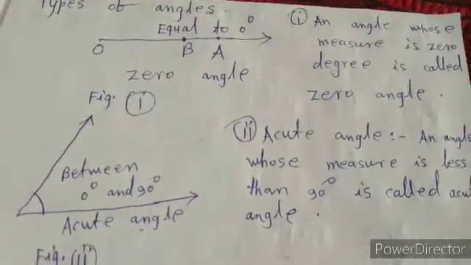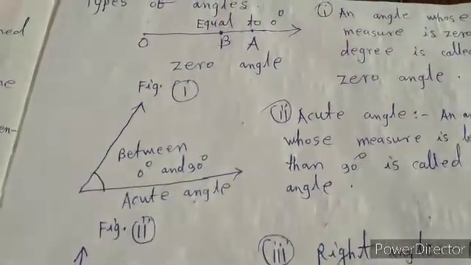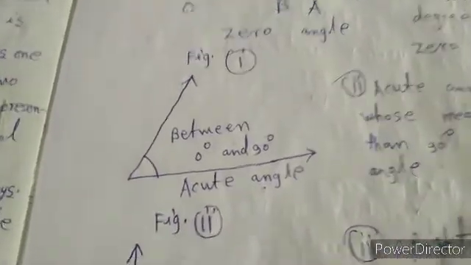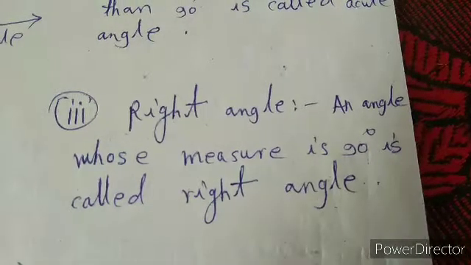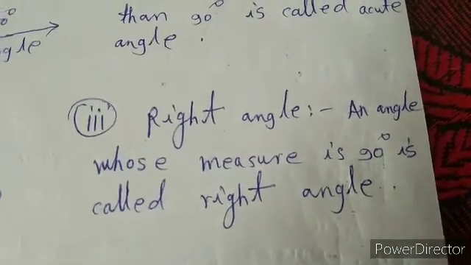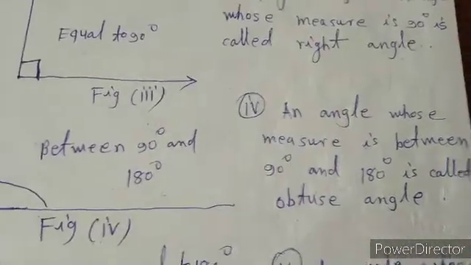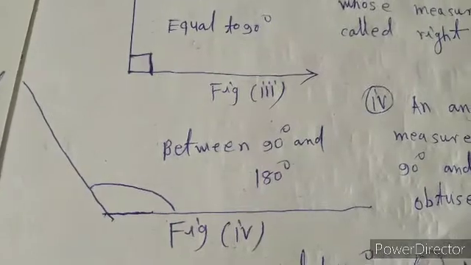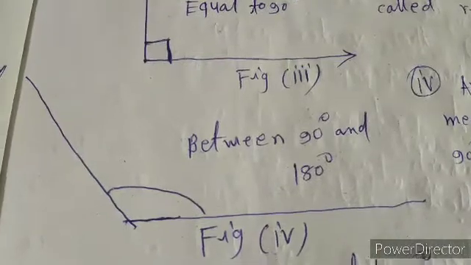Acute angle. An angle whose measure is less than 90 degree is called an acute angle. For example, in the given figure, the angle is between 0 degree and 90 degree, so this is an acute angle. Right angle. A right angle is that angle whose measurement is equal to 90 degree. Obtuse angle. An angle whose measure lies between 90 degree and 180 degree is called an obtuse angle. In the given figure, the angle is between 90 degree and 180 degree, so this is an obtuse angle.